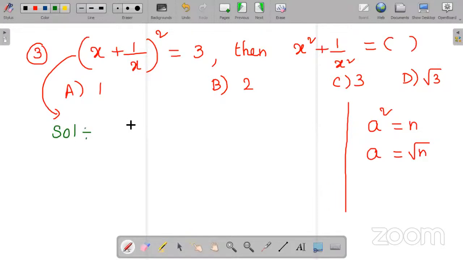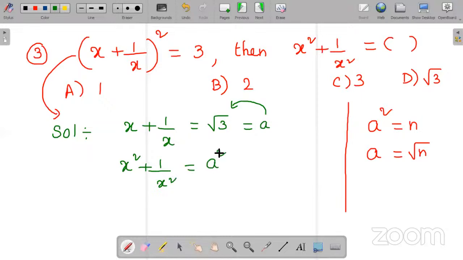x plus 1 by x becomes root 3. So that is a. That means a equals root 3. We need x square plus 1 by x square, just like the previous problem: a square minus 2. Yes, not B. Let us try. This is root 3 square minus 2. 3 minus 2 will be 1. So now A is the right answer.